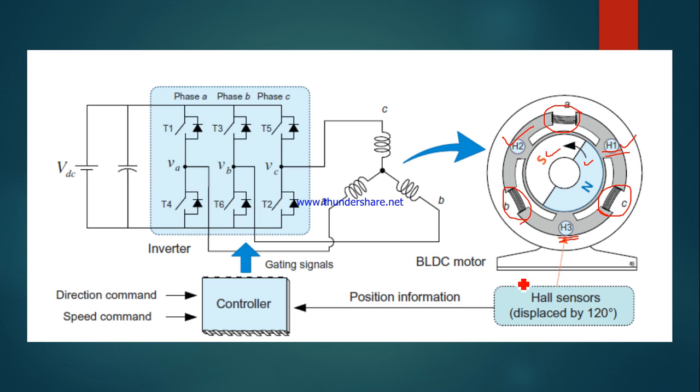So you can embed the Hall sensor in the same way. Naturally, all BLDC machines will come with that Hall sensor output itself. It will be displaced by 120 degrees. Then you take the position of the rotor, take that feedback to the controller.